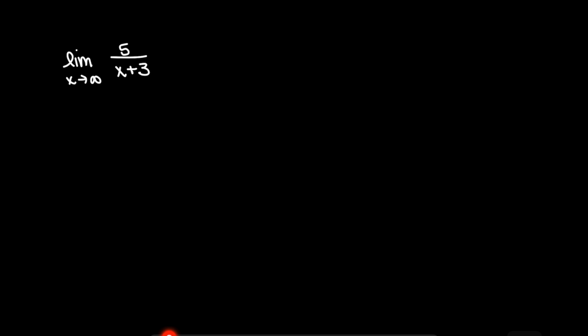Let's do one more. Let's find the limit as x goes to infinity of 5 divided by x plus 3. So this one, I'm just going to plug the infinity in, and this time I get 5 divided by infinity plus 3. Well, infinity plus 3 is still infinite. So 5 divided by infinity, that goes to 0. Finite number over infinity goes to 0. And so this would be an example of a function that has a horizontal asymptote of y equals 0.